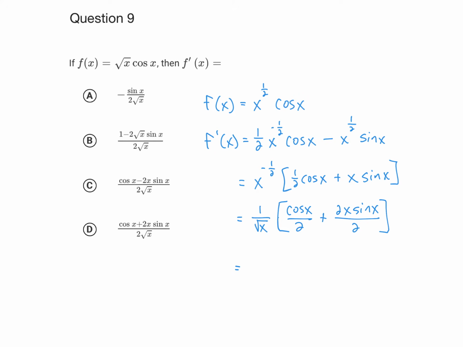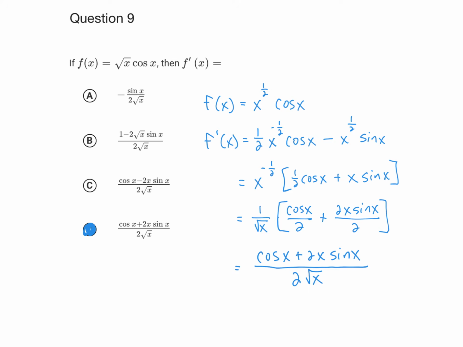We'll do 2 things in this step. Now that we've got a common denominator, we can combine these into one fraction, and then we'll multiply it by the root x, the denominator. So this is going to be cosine x plus 2x sine x, and then we'll times it by the root x. So that should be the answer. Let's see. Yes, that's D.